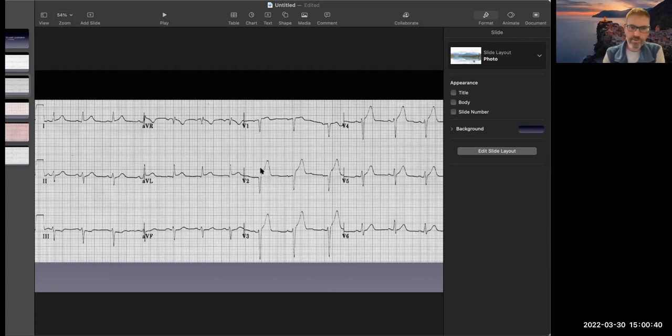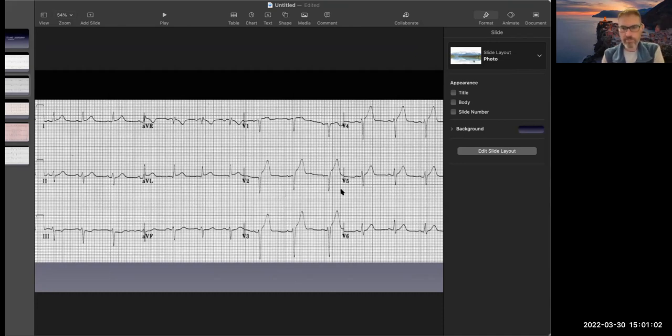Let's move to septal, V1 and V2. You can clearly see a little bit of elevation here in V1. Pretty substantial elevation at the J point in V2. Some pretty substantial elevation in V3, as well as V4. So certainly an anteroseptal STEMI is going on.